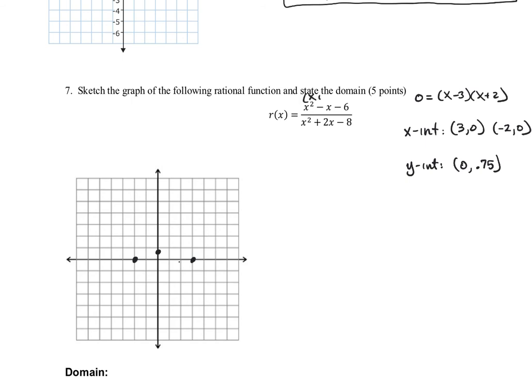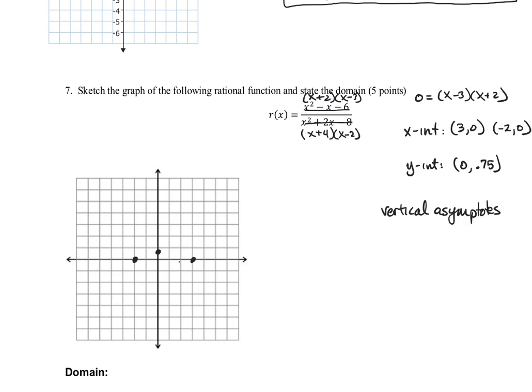So I'm going to write that in factored form, x plus 2, x minus 3. Now we're also going to want to factor the denominator into x plus 4 and x minus 2, because that brings us to step 2 now. Step 2, after we've done the intercepts, we want to find the asymptotes. So the vertical asymptote, in this case there's going to be 2 of them.